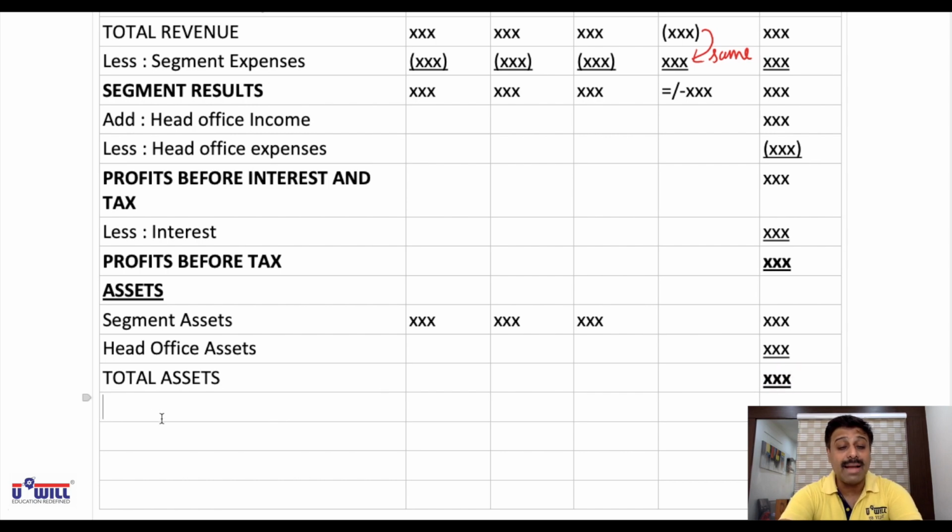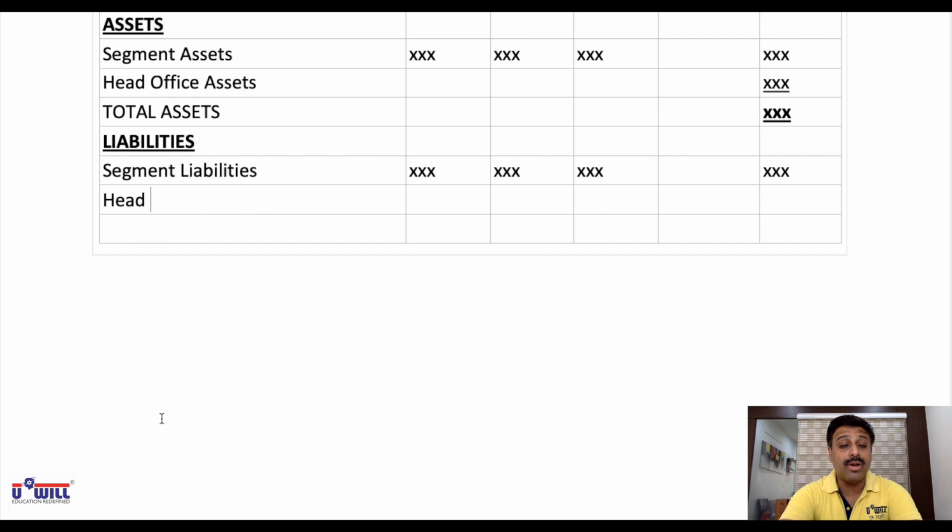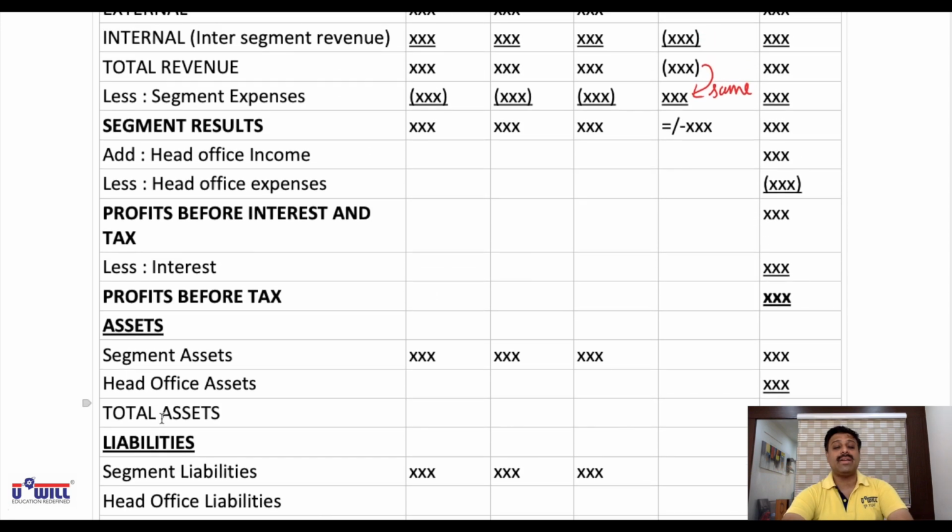After that, we'll show the liabilities of the company. In liabilities, what we'll show is segment liabilities, exactly like segment assets. Then we'll show head office liabilities, which are standalone liabilities, not contributed by any segments. And then we will add them up to get the total liabilities. So this is how the segment report is to be published.